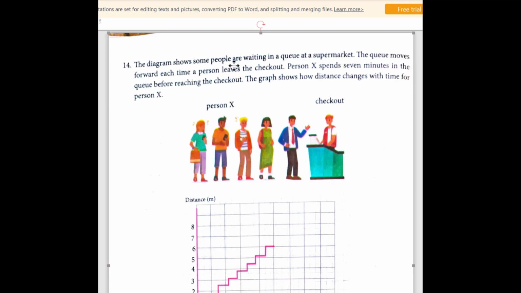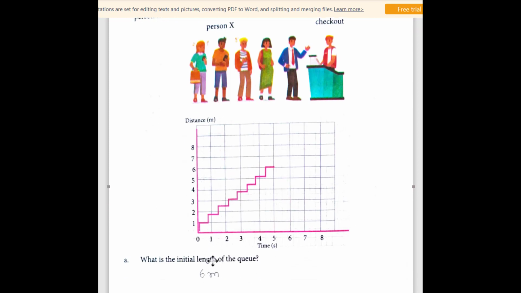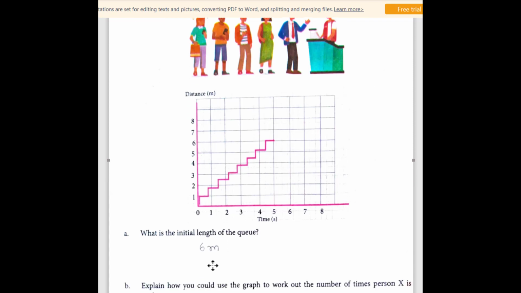The diagram shows some people waiting in a queue at a supermarket. The queue moves forward each time a person leaves the checkout. Person X spends 7 minutes in the queue before reaching the checkout. The graph shows how distance changes with time for the person X. Okay, look at the graph first. This graph is drawn between distance and time. Then come to the first question.